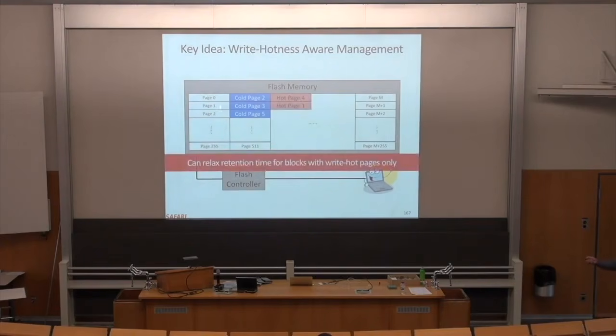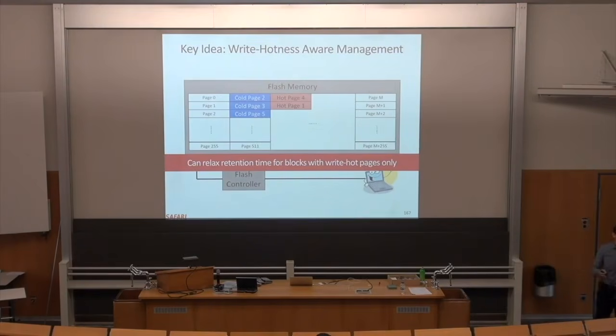Basically, you have write-hot blocks and write-cold blocks, and you can relax the retention time for the write-hot blocks. Again, this is a general concept. The idea is basically to separate pages with different access patterns into separate parts of the drive. Access pattern may be based on write hotness. How often do you write to this block?